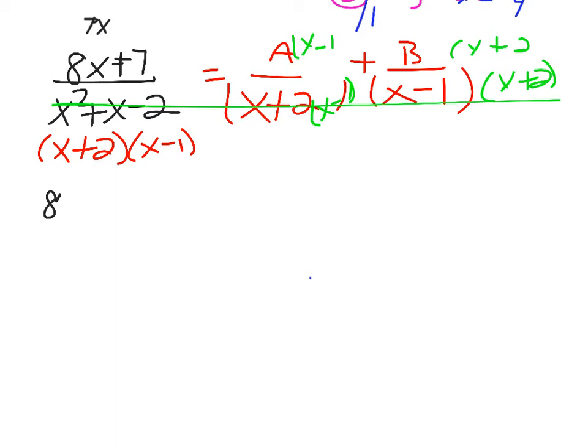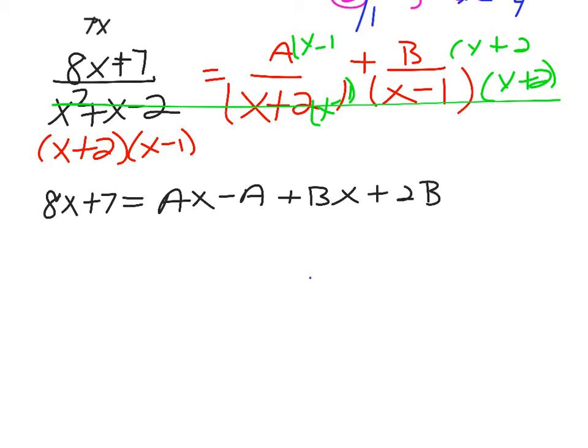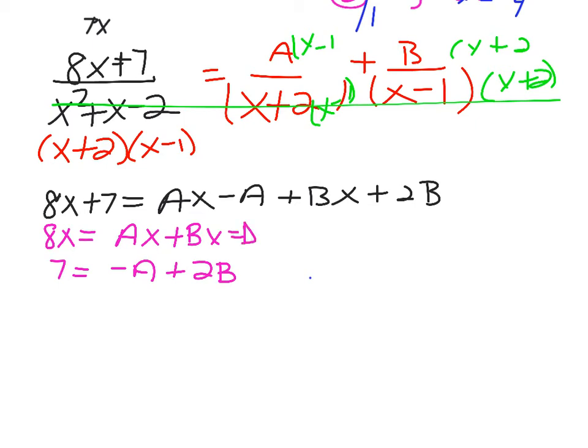So I have 8x plus 7, distribute the Ax minus A, because that's 1 times A, plus Bx plus 2B. All right, so my 8x has to equal Ax plus Bx, and my 7 has to equal negative A plus 2B. Okay, so for my x's, we could get rid of the x's, so that's 8 has to equal A plus B. And I'm going to keep the bottom one the same. 7 is equal to negative A plus 2B.